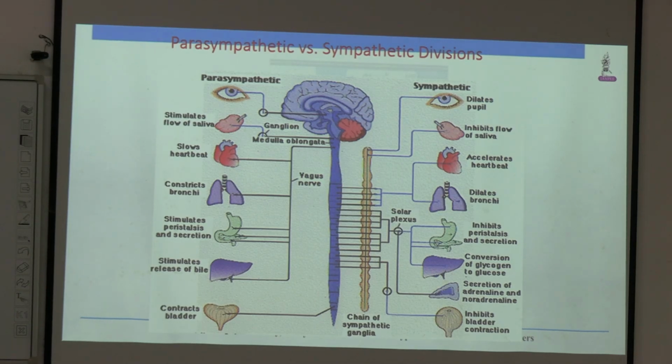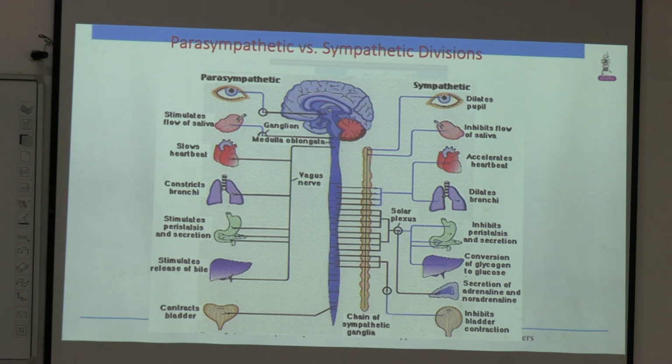Where do they work? They work in the organs or viscera that are beyond our control. We do not consciously control these elements. For example, if I ask you to increase your heart rate from 60 to 90, we cannot do that voluntarily. It changes whenever we perform some actions.